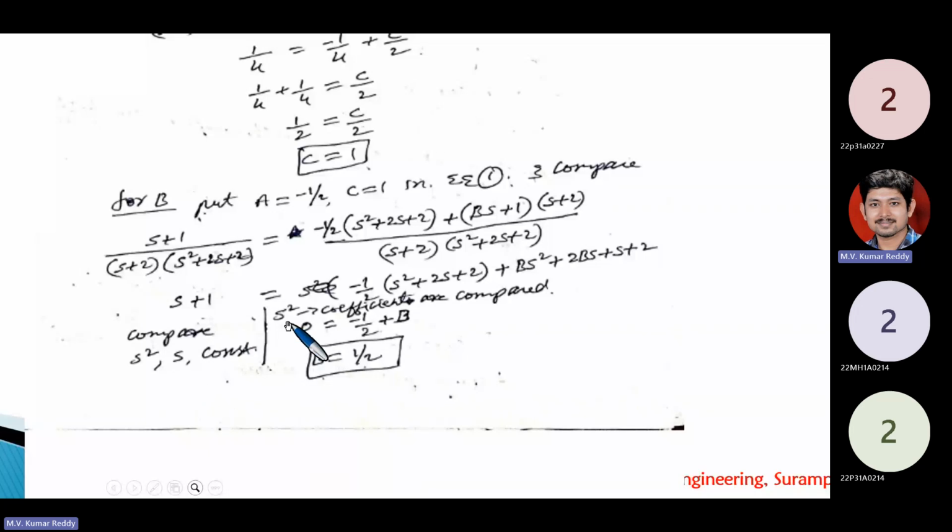Now comparing s square terms. In the left hand side, there is no s square term, so 0. In the right hand side, the s square coefficient is minus 1 by 2. Here the s square coefficient is b. So minus 1 by 2 plus b is equal to 0. So b is equal to 1 by 2. Like this, we have to calculate partial fractions.